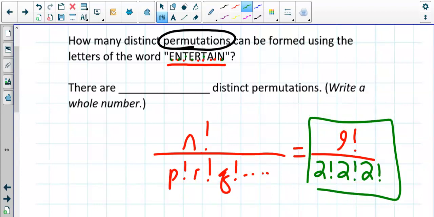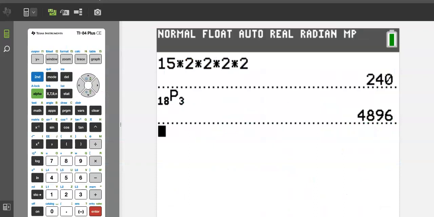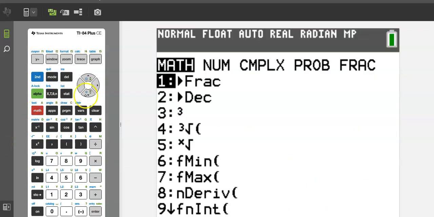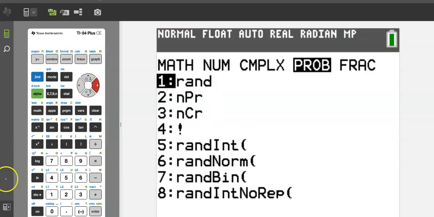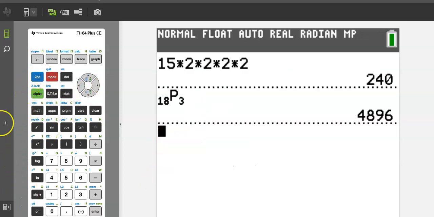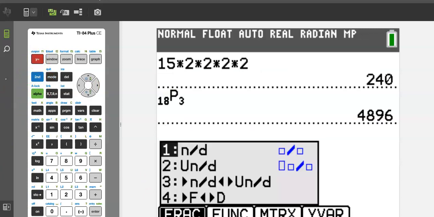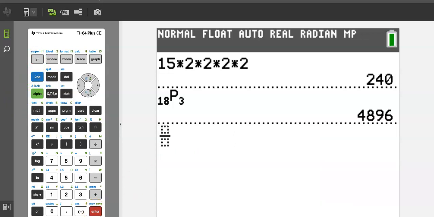So again, that factorial button, it's under math. So if you hit math, scroll over to prob, there's that factorial. But before we do that, we are dealing with a fraction, so we're going to use our best friend, the fraction. Alpha y equals. There's our fraction guy that we want. Hit enter. And now let's put everything in.